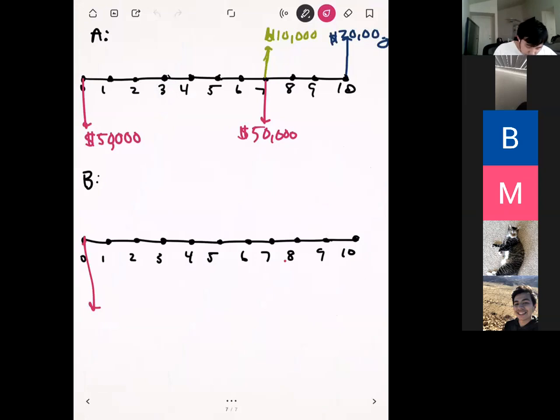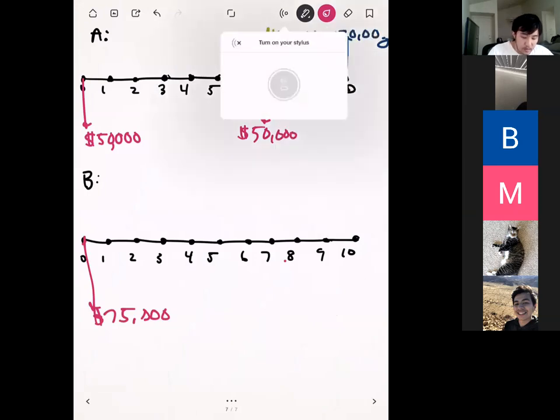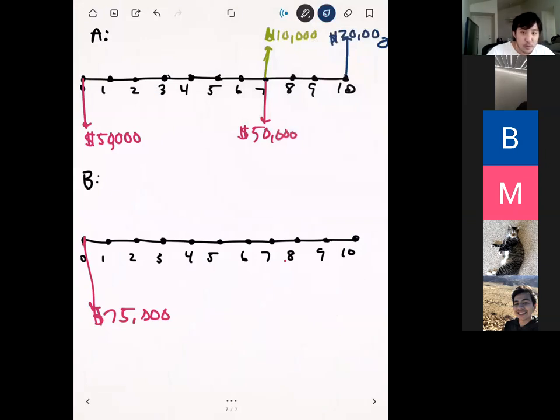Okay, and so for option B, this is actually pretty easy. And so option B, we just have an initial cost of 75,000. Okay, and then at year 10, which is even before we use up the first one, we're going to sell it for an early salvage value of $15,000.